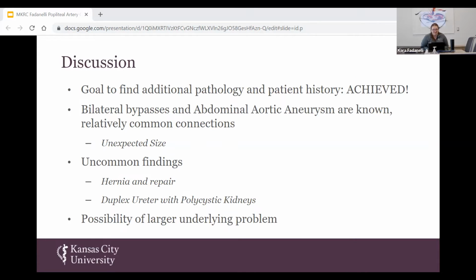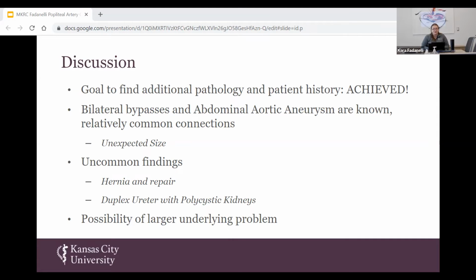So what does this all mean? Well, we went into this case study thinking that there was a possibility of other interesting conditions being present that might be related to our popliteal artery aneurysm. And I think that we succeeded in that goal. Our notable findings of our bilateral femoral popliteal bypasses and our AAA are known to be associated with PAAs. So it wasn't surprising to find them, but the size of that AAA definitely was.